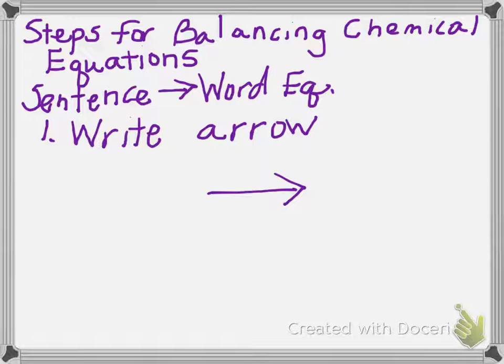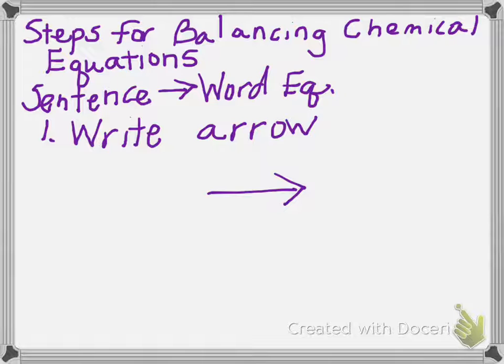Remember, the only symbols that we have in our word equation are plus signs and arrows. So again, remember the purpose of our sentence becoming a word equation before we get started here is so that we get rid of that extra information that we don't need. Once we have our word equation, now we're going to start to work towards writing our balanced chemical equation.